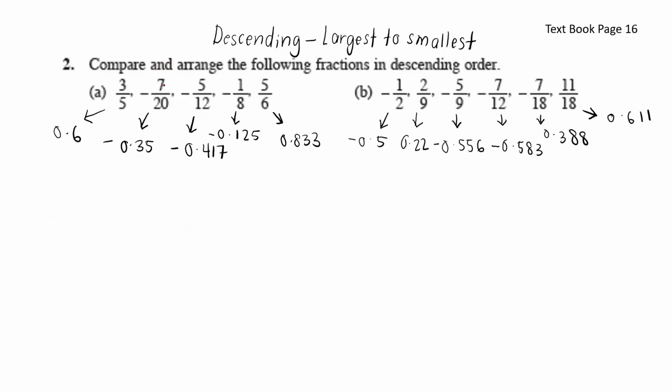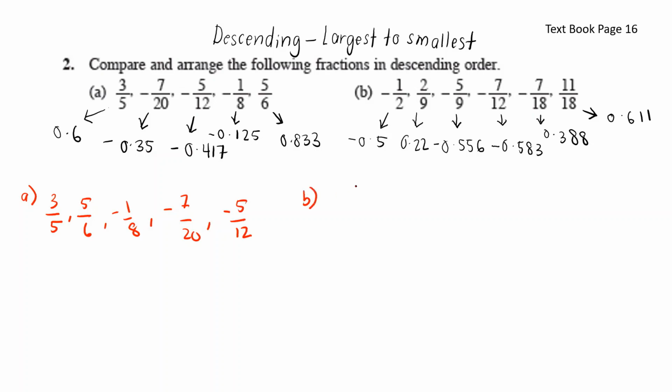Next, compare and arrange the following fractions in descending order. So let's find the biggest number first. Here the biggest number would be 0.6 for 3 over 5. 0.833 for 5 over 6. Negative 0.125 for negative 1 over 8. Negative 0.35 for negative 7 over 20. And negative 0.417 for negative 5 over 12.